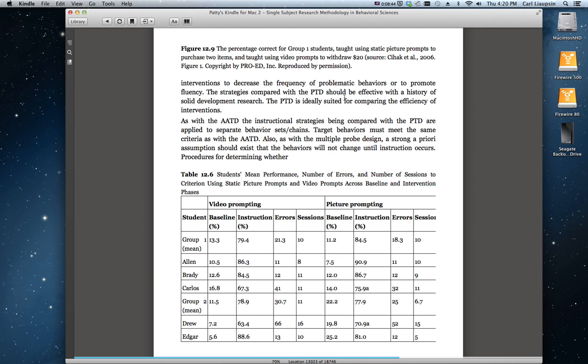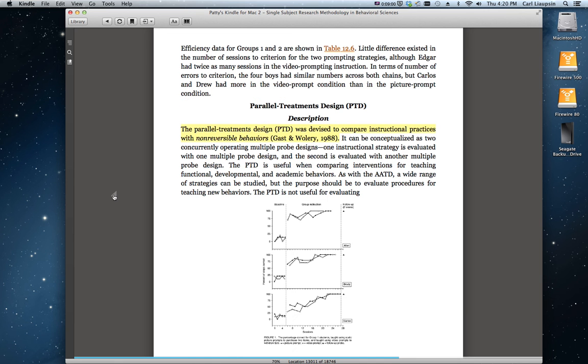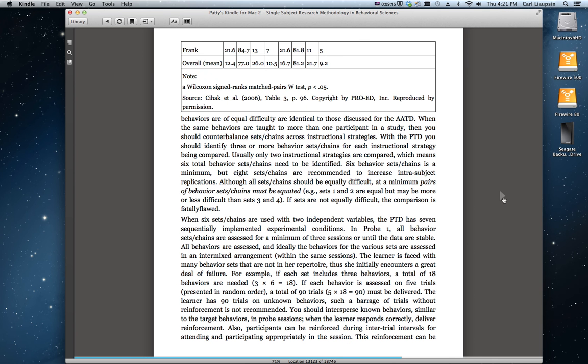Figure 12.9 is a percentage correct for group 1 students taught using static picture prompts to purchase 2 items and taught using video prompts to withdraw $20. So they're teaching similar behaviors using different instructional techniques. Same thing with parallel treatments designs.